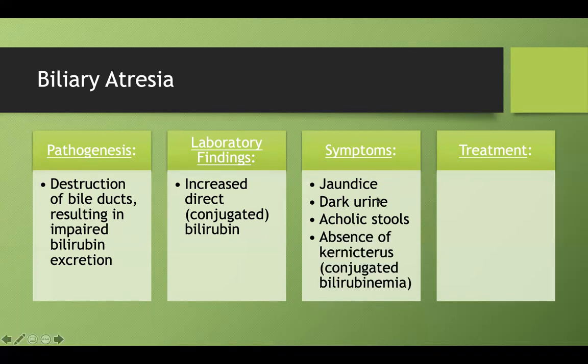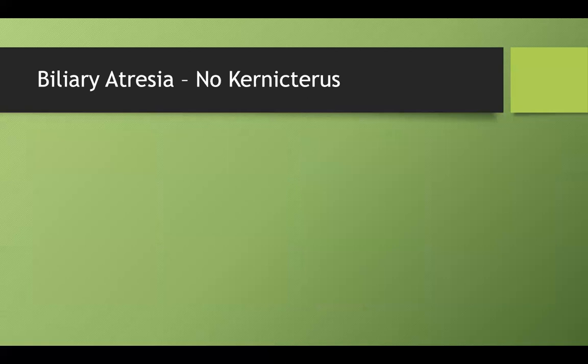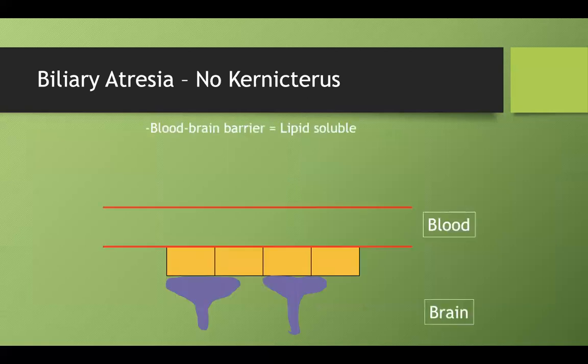Taking a step back now, let's go back to biliary atresia here. So we've mentioned these three symptoms. A symptom that is notably absent in any of these conjugated hyperbilirubinemias is kernicterus. You will not get kernicterus in any of the excretion disorders that we just discussed. The reason why is that our blood-brain barrier is lipid-soluble. So hydrophobic substances like unconjugated bilirubin can diffuse across this barrier. Now, hydrophilic substances like conjugated bilirubin get denied entry. So it doesn't matter how much conjugated bilirubin you have in your system, in Dubin-Johnson, Rotor's, or biliary atresia, you have a very low risk of kernicterus because these water-soluble compounds cannot diffuse across your blood-brain barrier.